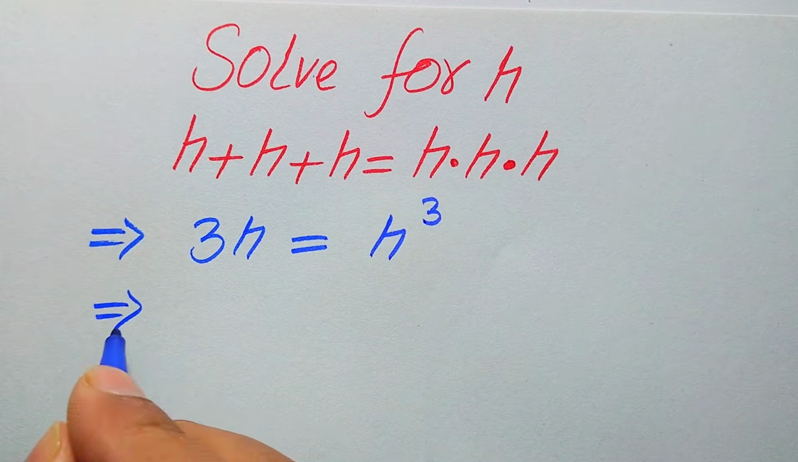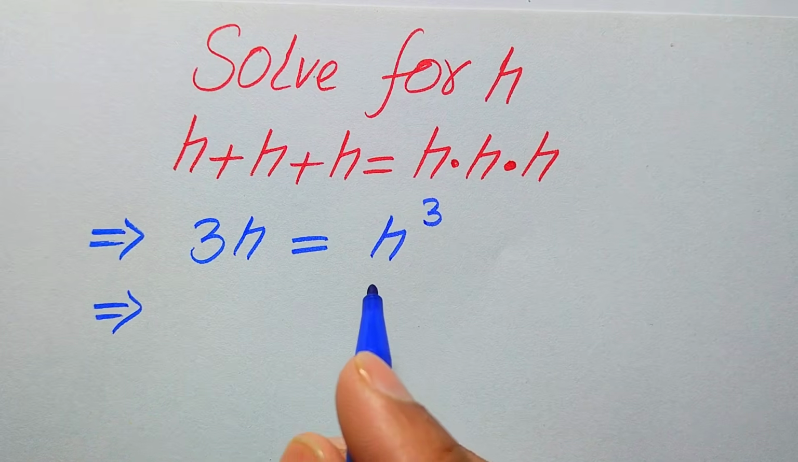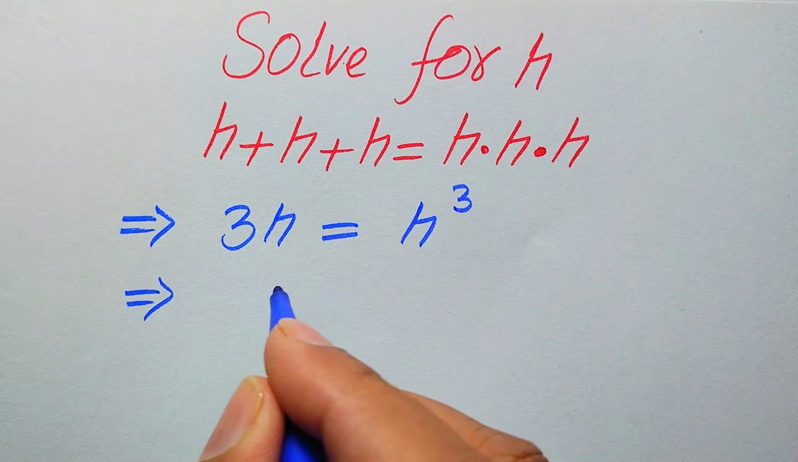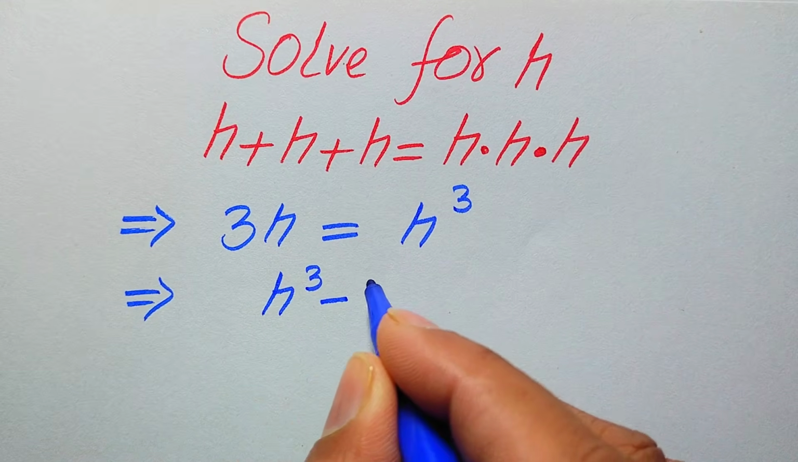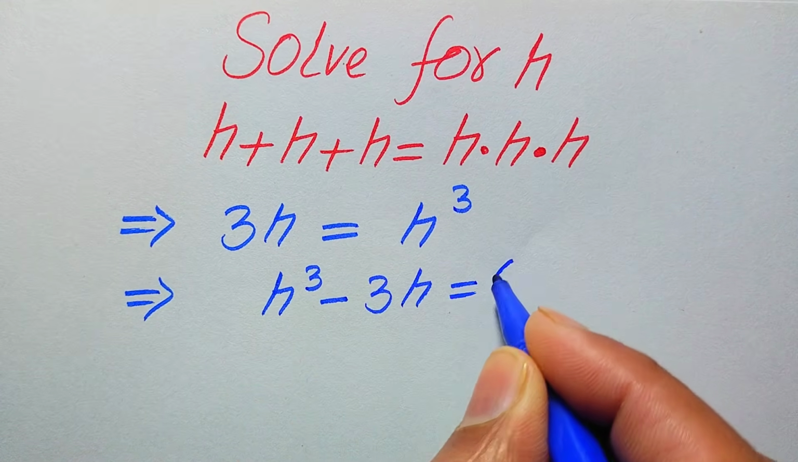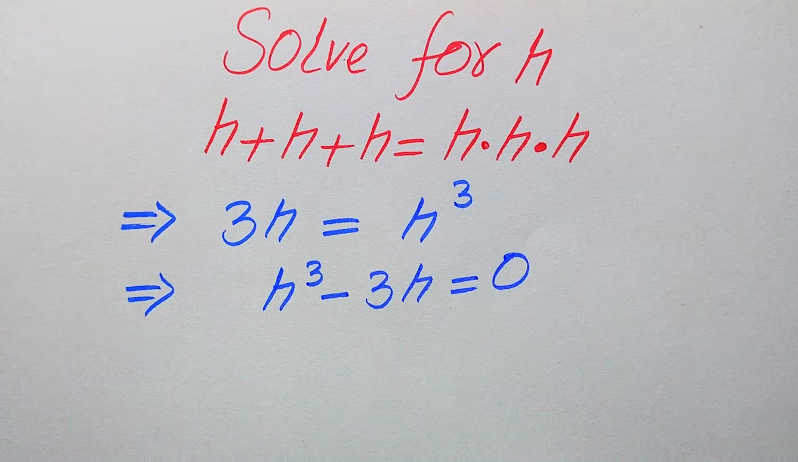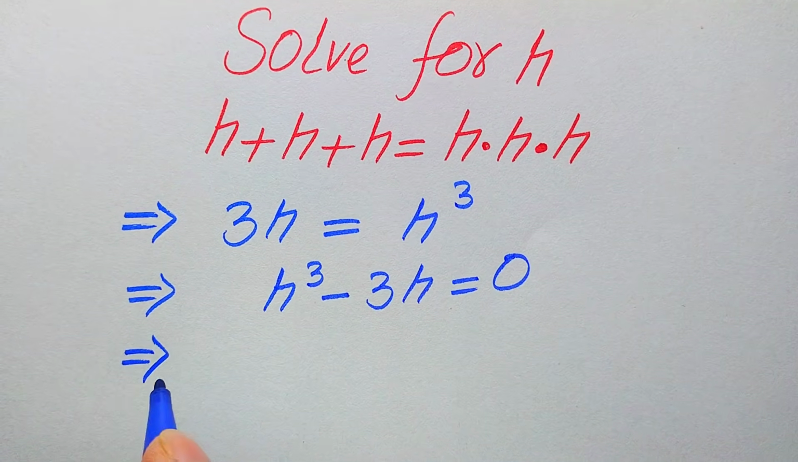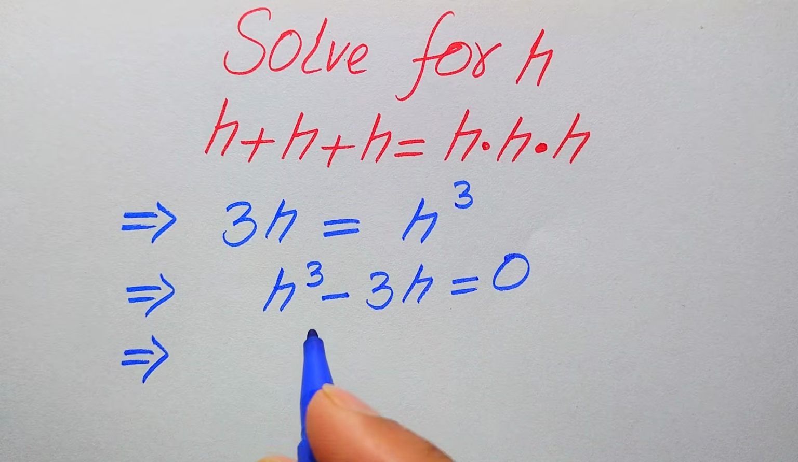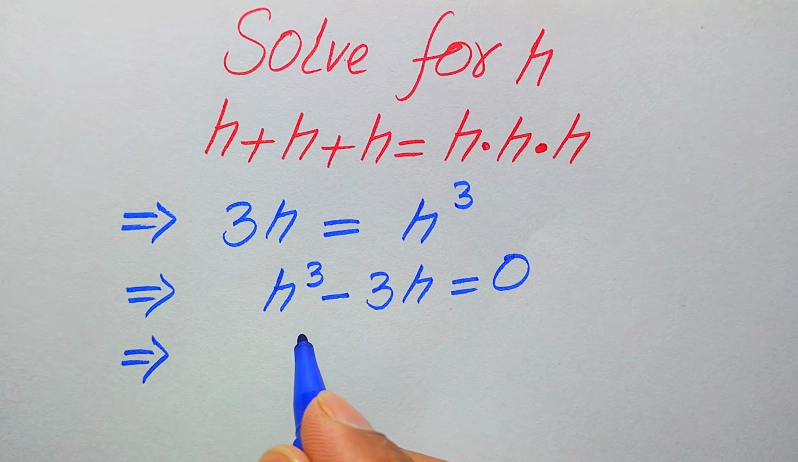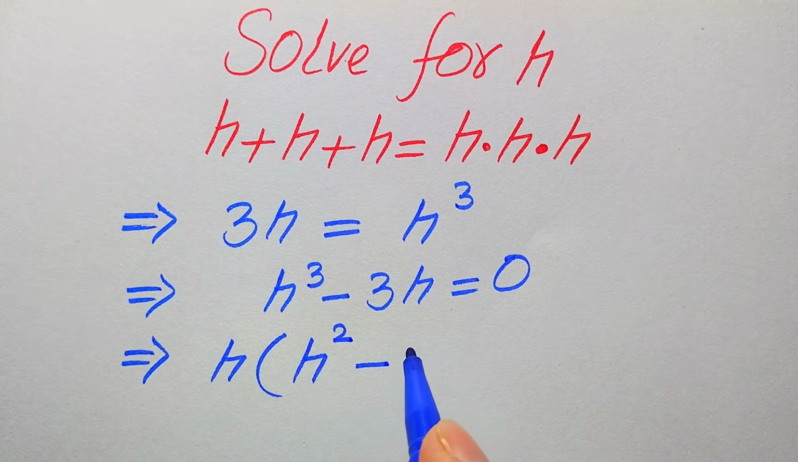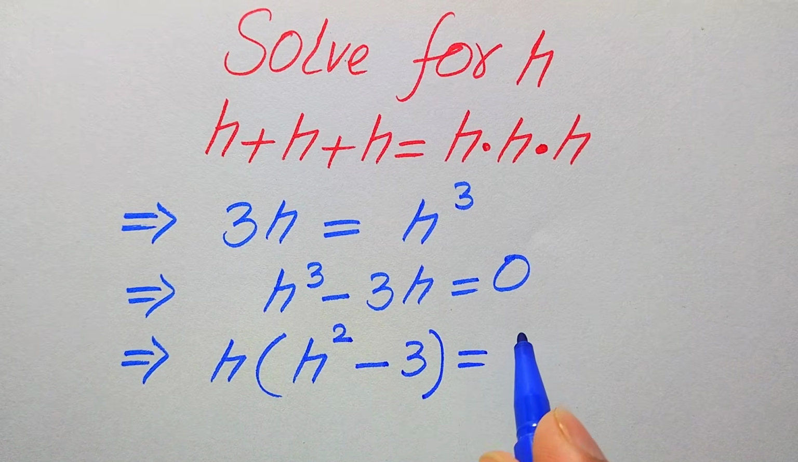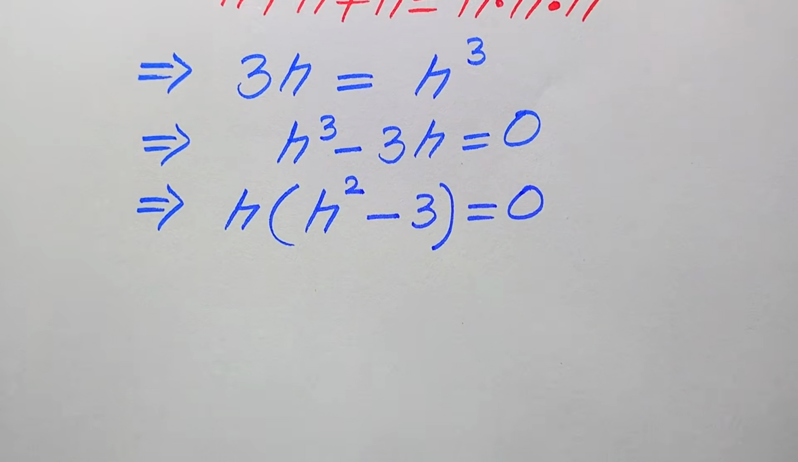Now in the next step we move this 3h from the left hand side to the right hand side. So this is our h cubed, and this is plus 3h. When we move it to the right hand side it becomes minus 3h, and this whole equation is equal to 0. Now we need more simplification. Each of these terms involves h, so we take h common, and we get the remaining terms as h squared minus 3, and this whole equation is equal to 0.